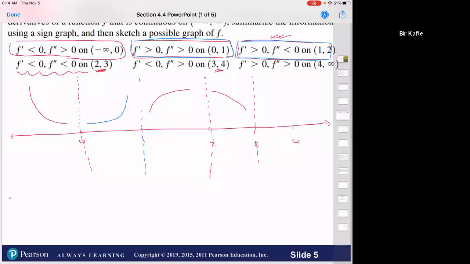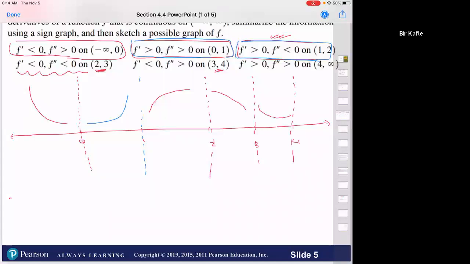Sorry about that. So from 3 to 4, the first derivative is negative, meaning the function is decreasing, and the second derivative is positive, meaning the function is concave up, right? From 3 to 4. So what does that look like?